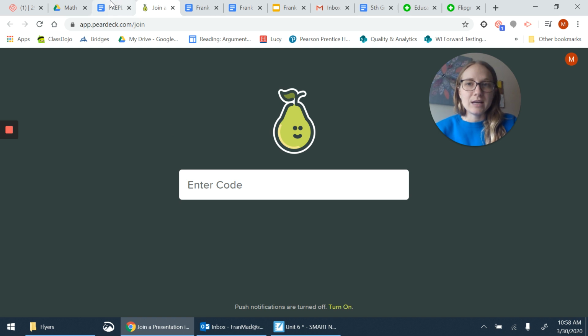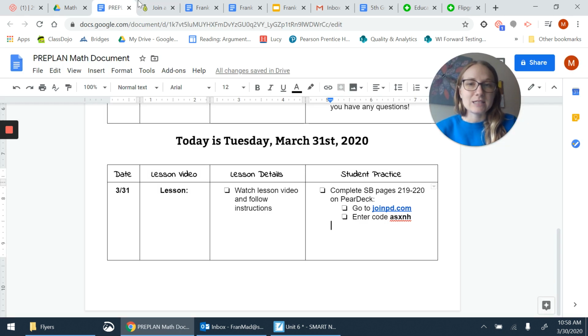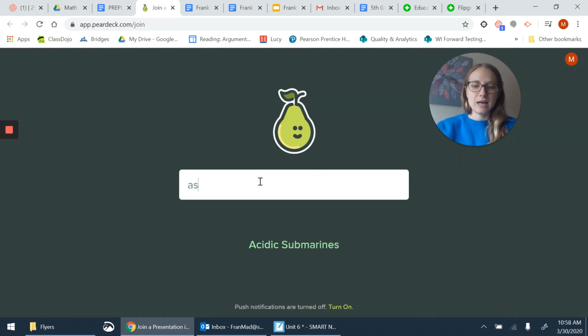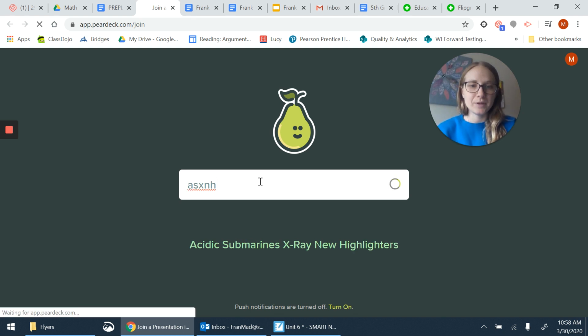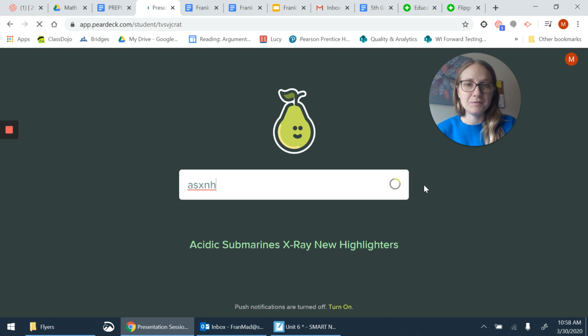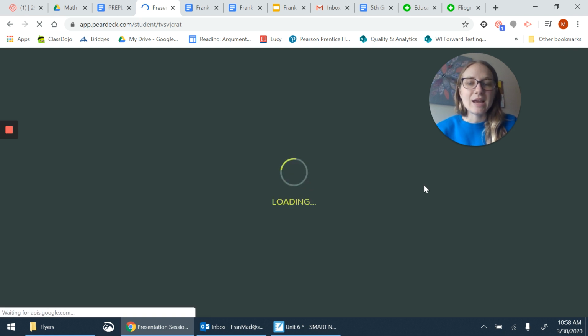Okay, so the code that I need is ASXNH. ASXNH. Okay, it automatically starts to connect me once I have that entered. And I think for those who haven't used Pear Deck, you're going to see how awesome of a tool this is for us for math.